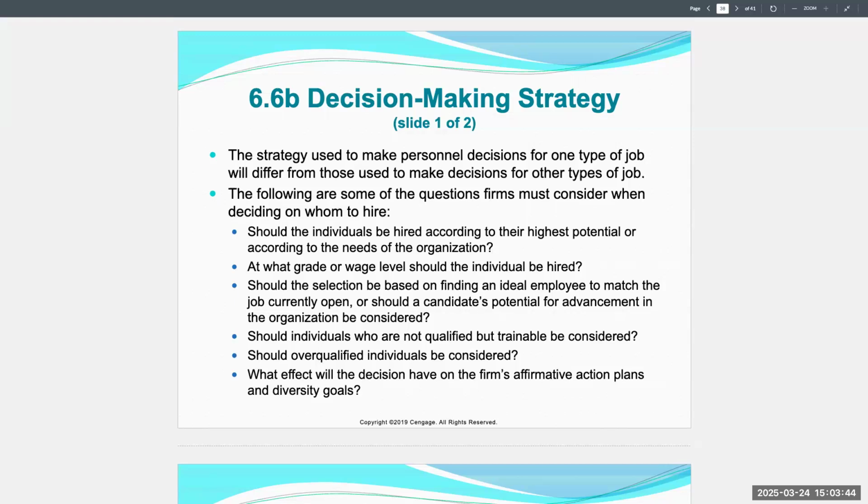So we're going to begin with the question of potential versus immediate fit. Should we hire someone who meets all the current job requirements, or someone with high potential for future growth? The answer depends on the organization's goal. If you're scaling quickly or need succession planning, you may prioritize potential. But if the role demands immediate expertise, job fit takes precedence.